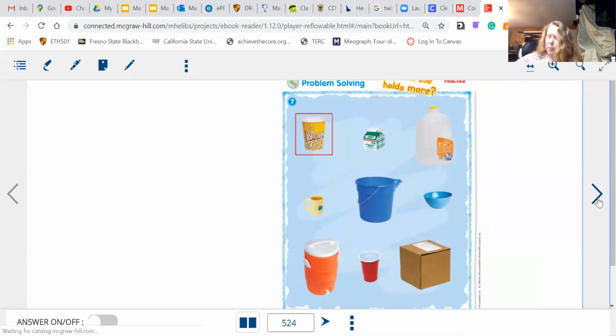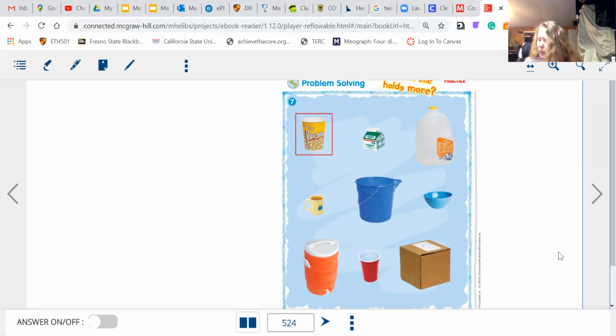Okay, hopefully you're done with page 523, and I'm on 524. Look at all of these containers. A lot of these containers hold liquid, right? But this box down here, this box would hold some solids, right? Oh, and that one holds popcorn. Ooh, popcorn. Our question is, which one holds more?